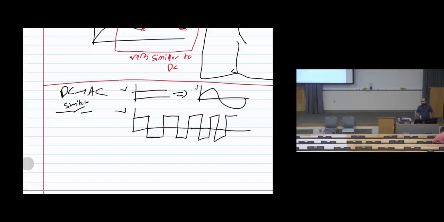It's AC, but it's not sinusoidal. So this is called square wave AC. It's not exactly AC yet, but a square wave. Okay, how can we make it sinusoidal according to our standards?